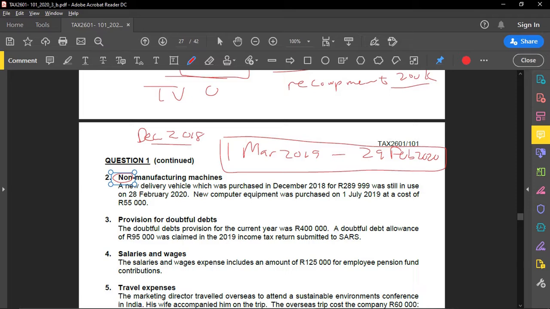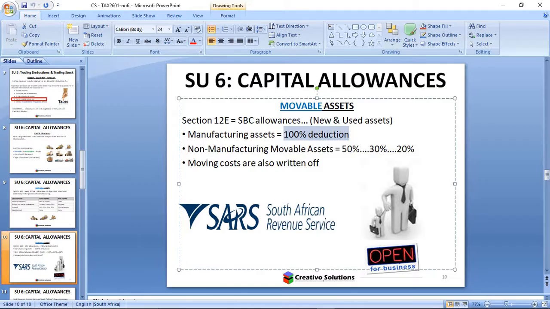What do I have here? Let's see. Purchased in December for that amount. Was still in use on 29 Feb. So in other words, you bought this vehicle there and you're still using it up until here. So have you used it this tax year? Yes, you have. Right, new equipment was purchased 1 July 2019, during the year. That's computer equipment. All right, again, go back to your notes.